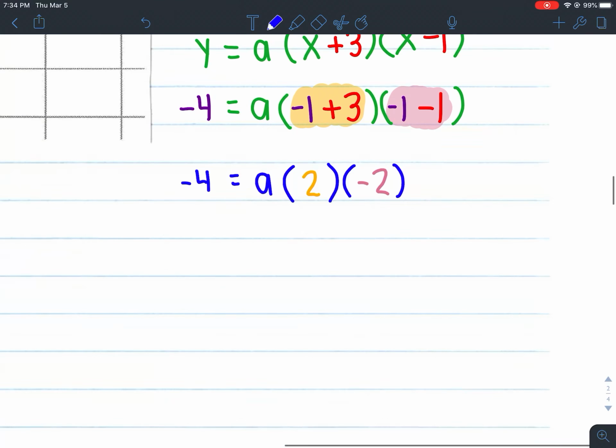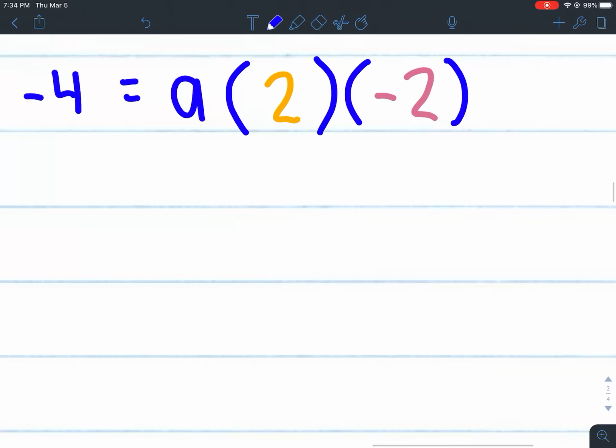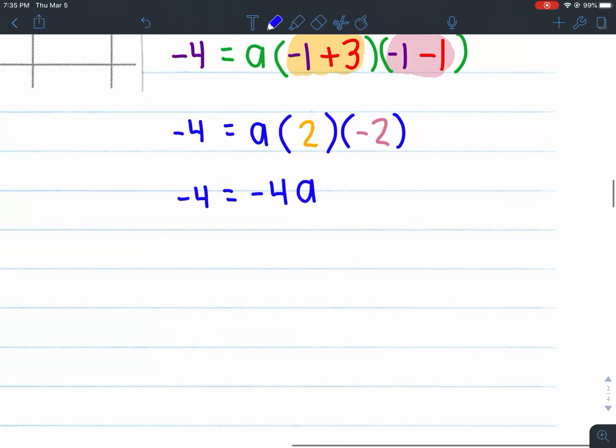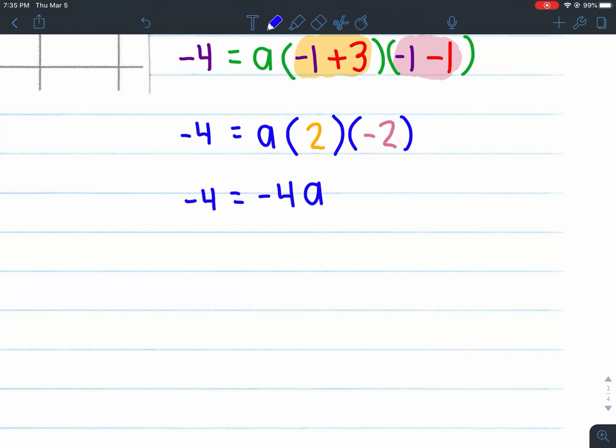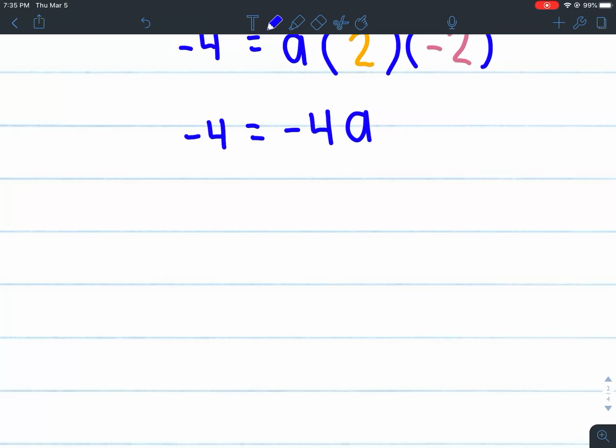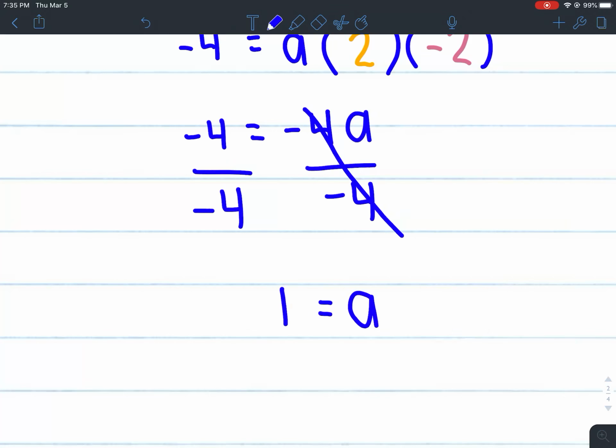Okay, so I'm simplifying things before I do anything. Now here I can still simplify. What operation is in between these two parentheses? Multiplication. So what's 2 times -2? Well, that would be -4. But I don't want to write -4 like this because then it looks like a minus 4. So what's another way I can write -4 times a? Well, I can put -4 in the front. Okay, so 2 times -2 is -4. And then how do I get a by itself? I'm going to divide both sides by -4. And I get a equals 1.